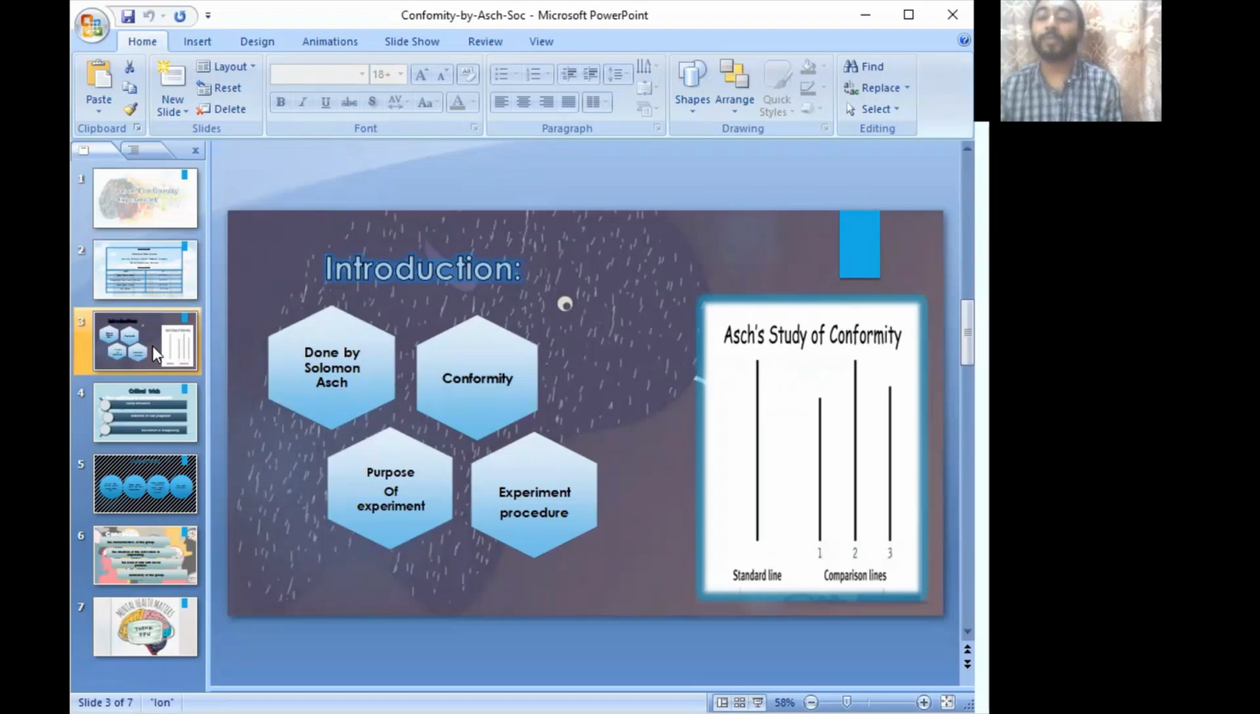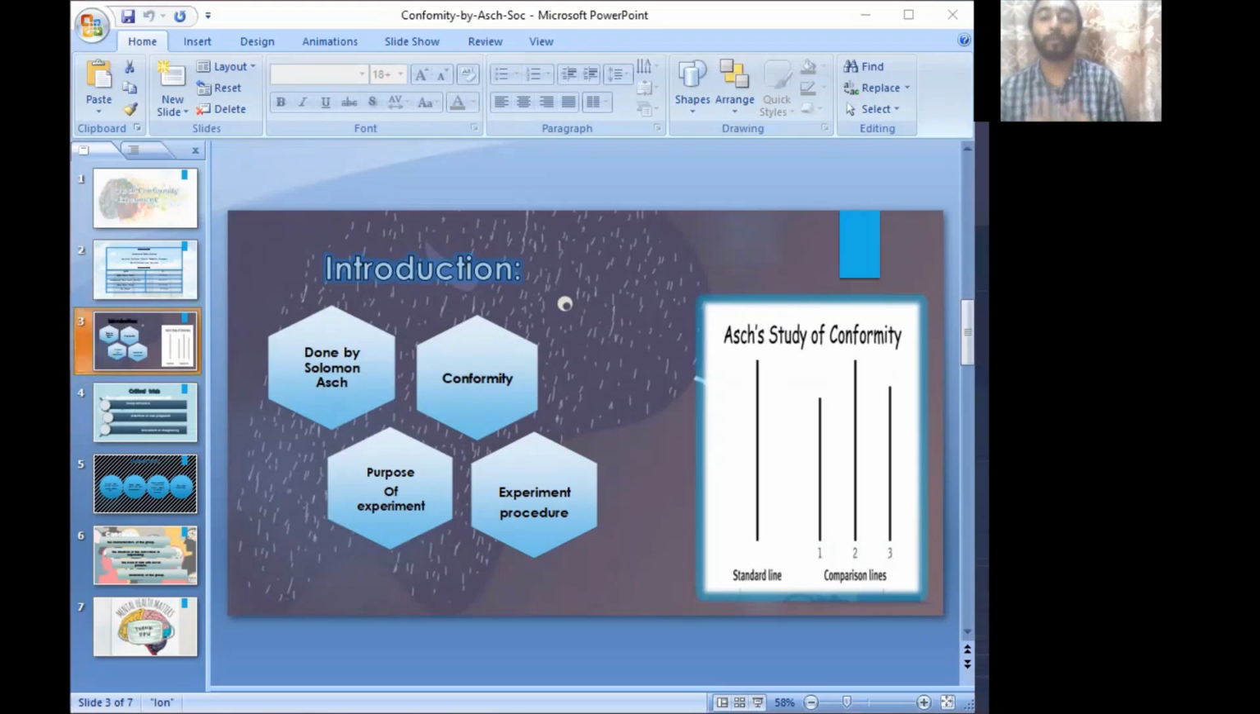In 1951, Solomon Asch conducted an experiment to investigate the extent to which social pressure from a group could affect a person to conform. First of all, we have to understand what conformity is. Conformity is a type of social influence involving change in belief in order to fit with a group. Also, we can say it is majority influence.